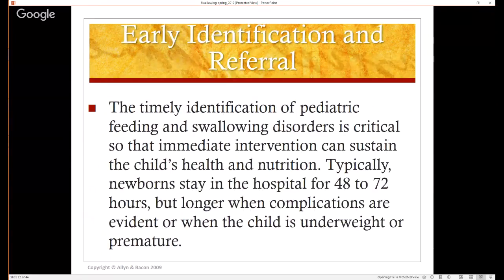Early identification and referral. So the timely identification of pediatric feeding and swallowing disorders is critical so that immediate intervention can sustain the child's health and nutrition. Newborns stay in the hospital typically for 48 to 72 hours, but obviously will stay longer when complications are evident or when the child is underweight or premature.